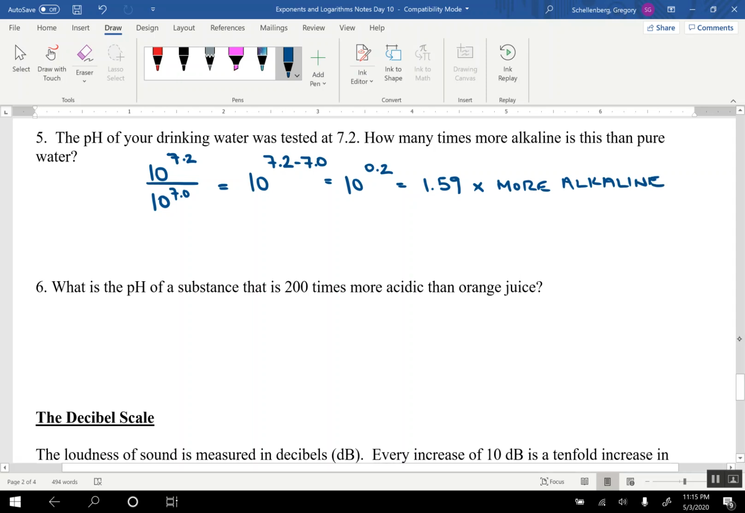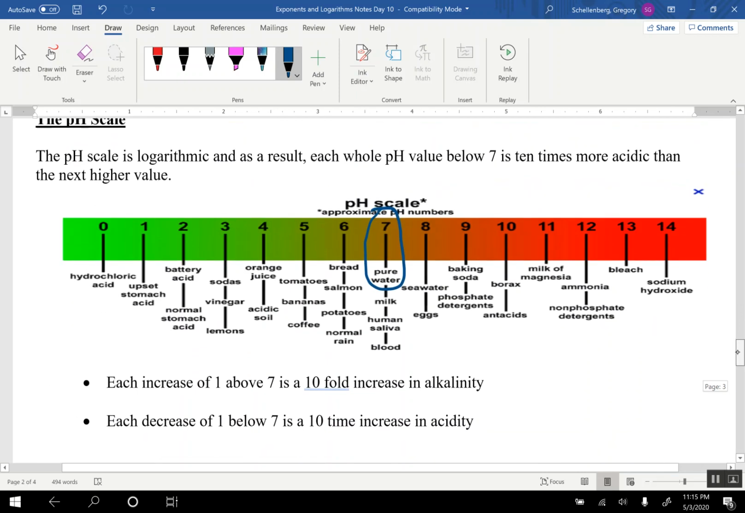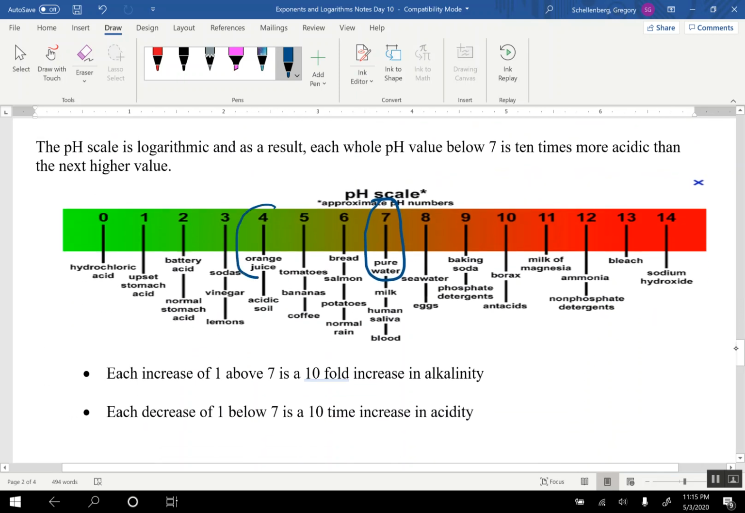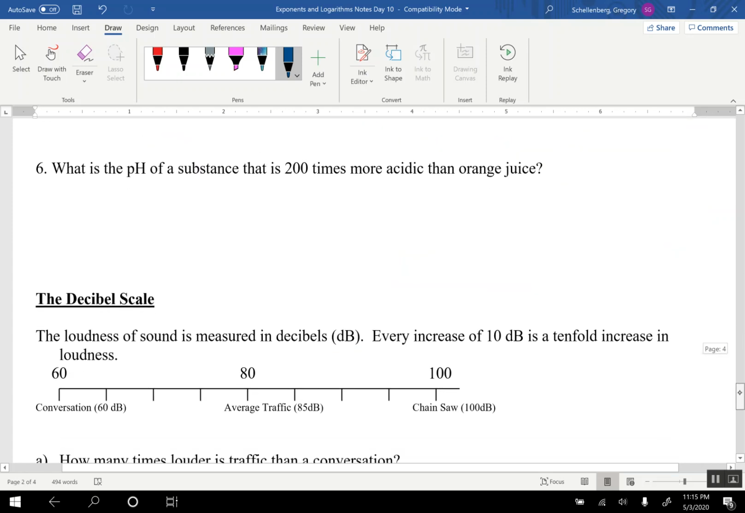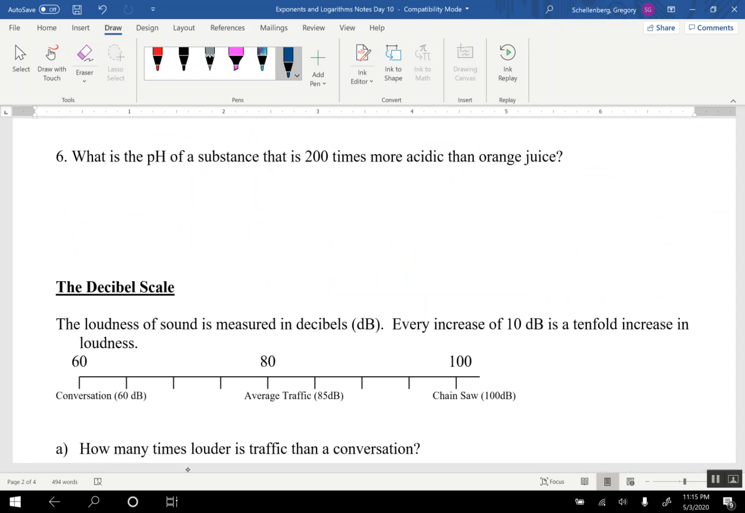Okay, and then what is the pH of a substance that is 200 times more acidic than orange juice? Okay, so here's our orange juice. It has a pH of 4. So we're going to do 10 to the power of 4 divided by 10 to the power of something. We'll replace that something with x. This is going to be 200 times more acidic, so we're going to make this equal to 200.